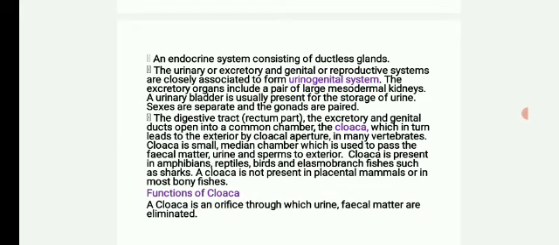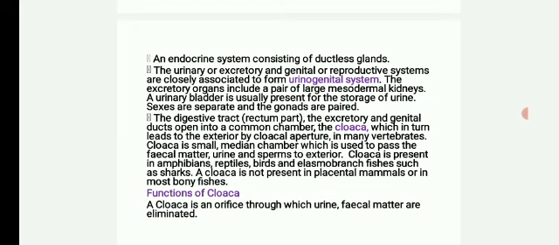An endocrine system consisting of ductless glands is present. Ductless glands produce hormones. Next point. The urinary or excretory and genital or reproductive systems are closely associated to form urinogenital system.